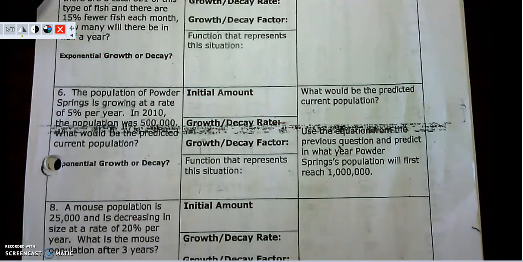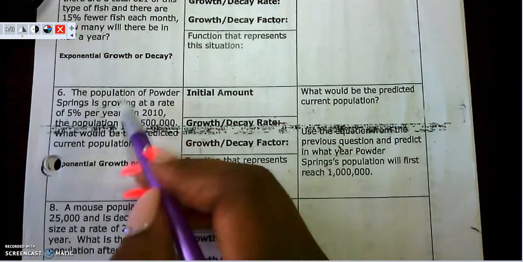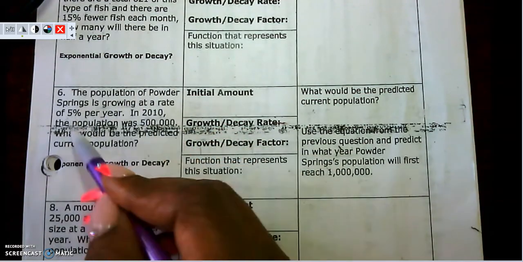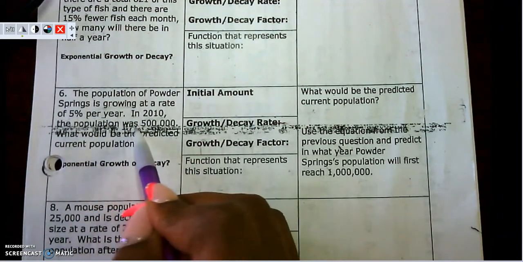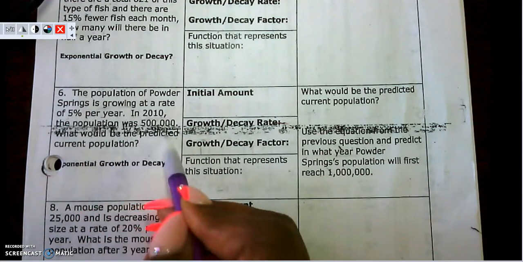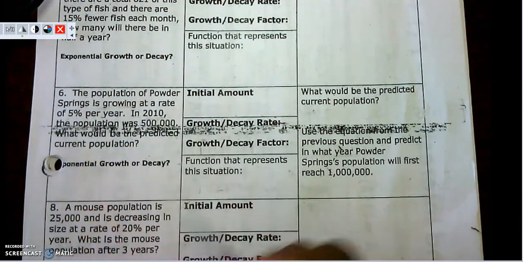So we're going to be looking at page 12, specifically number 6 and number 9. Number 6 says the population of Powder Springs is growing at a rate of 5% per year. In 2010, the population was 500,000. What would be the predicted current population?